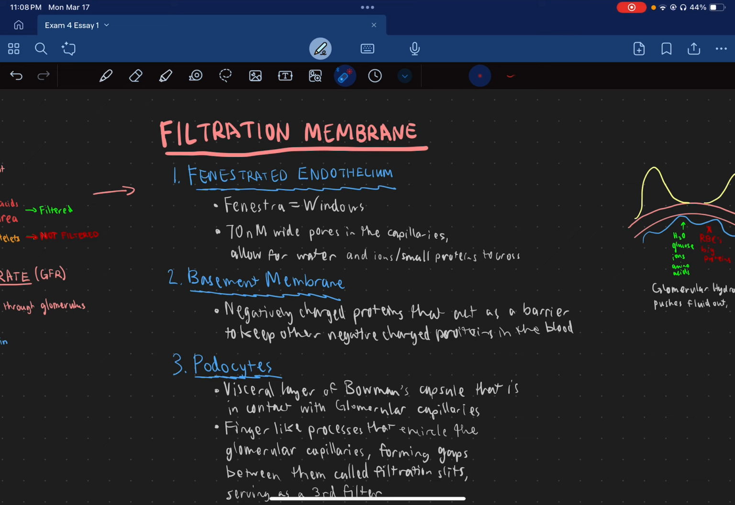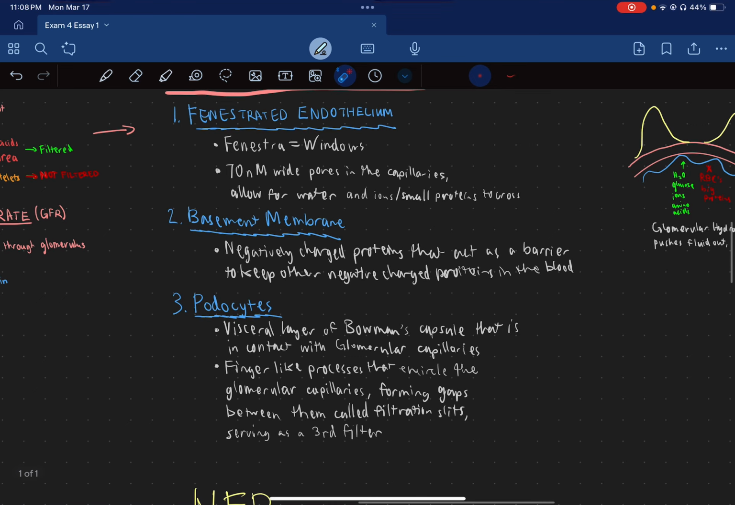So these are like pores in the capillaries. They allow for water and ions or small proteins to cross. The next filter is going to be the basement membrane, which is right on the outside of the capillaries. And negatively charged proteins are going to act as a barrier to keep other negatively charged proteins in the blood that we want to stay there. So that's a second level of defense.